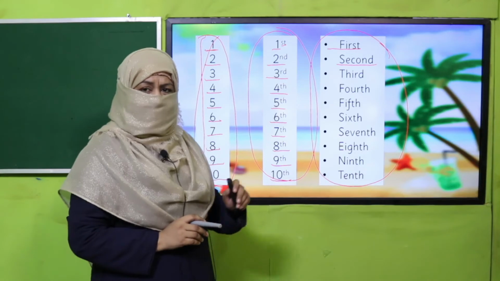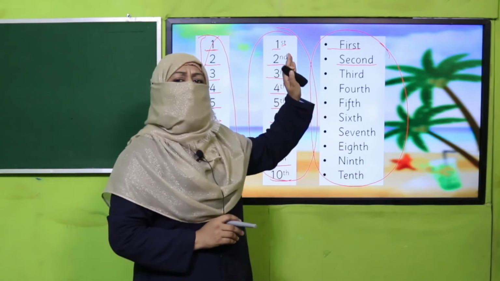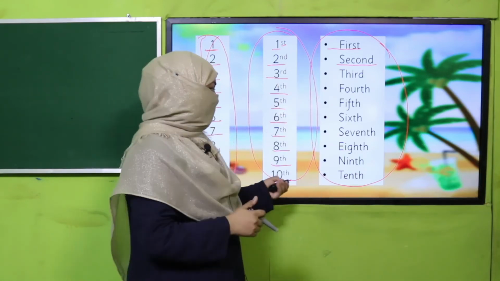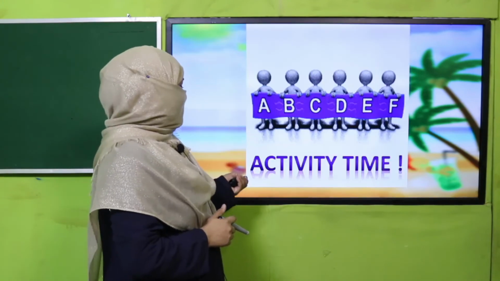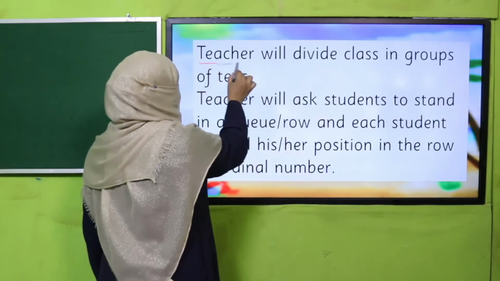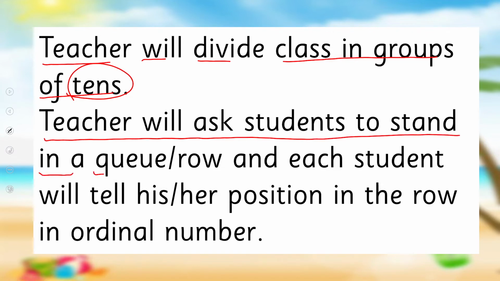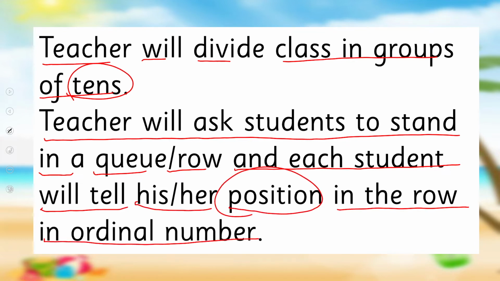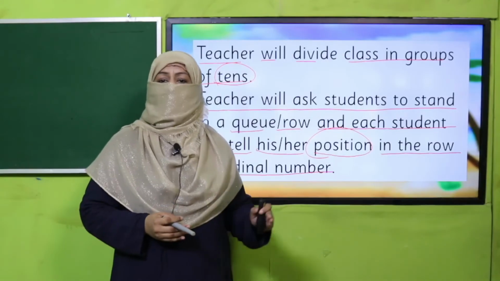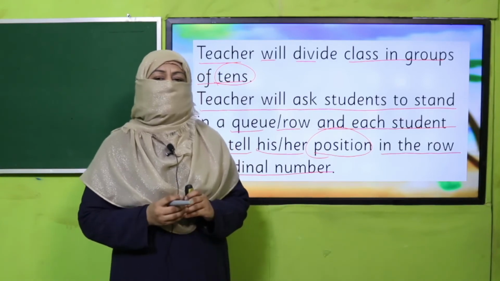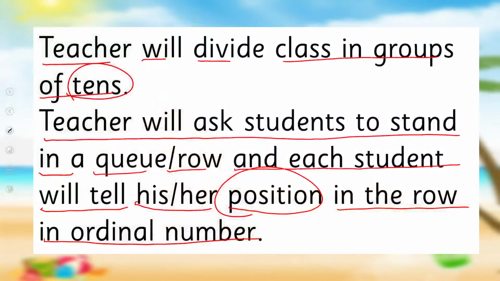Yes, my dear children, can you spell all the ordinal numbers from first till 10th now? Good job. I'm going to check it. So it's our activity time. Your teacher will divide the class in groups of 10s. And teacher will ask students to stand in a queue or row, and each student will tell his or her position in the row in ordinal number. Right? The child who will be standing at number 1 will tell, I'm first, second, third, fourth, likewise. Okay? Pause the video, enjoy this activity and then come back.